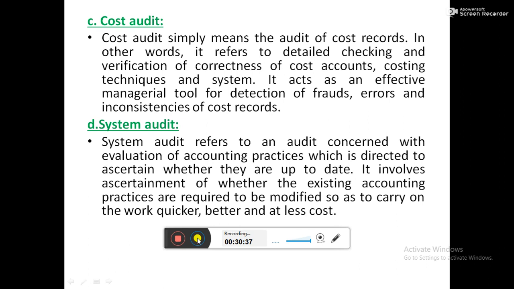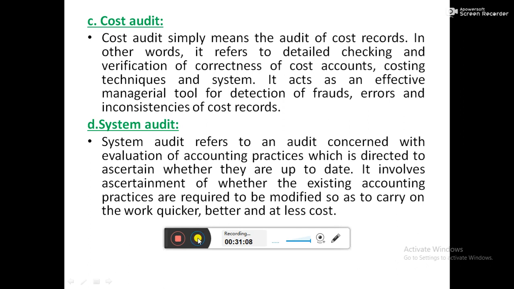So, the fourth one is system audit. System audit refers to an audit concerned with evaluation of accounting practices, which is directed to ascertain whether they are up to date. It involves ascertainment of whether the existing accounting practices are required to be modified so as to carry on the work quicker, better and at less cost.